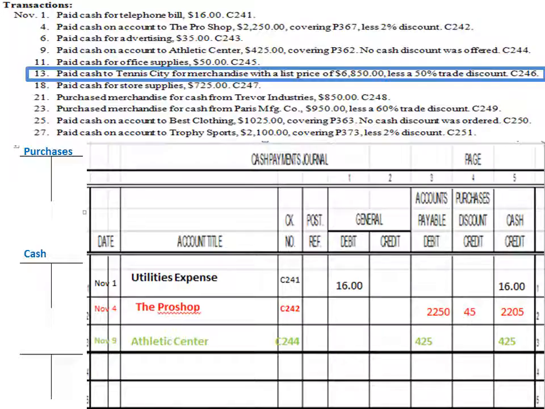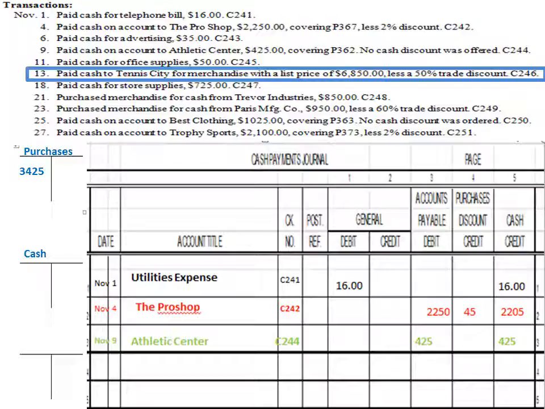But how much was the worth of our purchases in this example? If you said $68.50, we didn't calculate the trade discount. You calculate the trade discount at the time of the transaction. Okay. Remember, if it was a purchase discount, we have a different story, but this is a trade discount, so we're going to calculate it at the time of the transaction. So we're actually going to record $34.25, because it says in the transaction less a 50% trade discount.